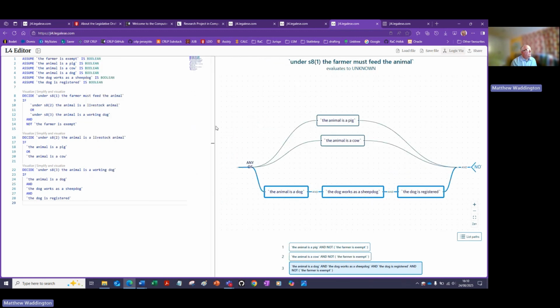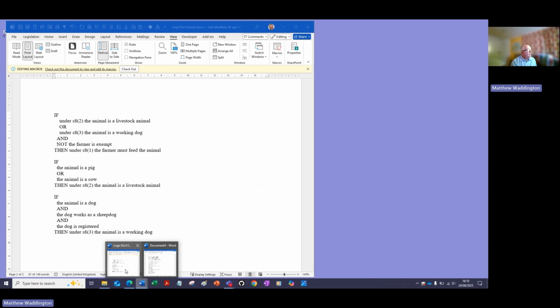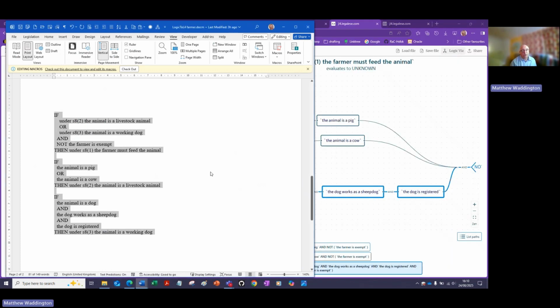And that will take a little bit of getting used to, but we don't think it is beyond most legislative drafters, because we do think that it is based on what you're doing when you're drafting the thing yourself anyway. You're thinking about the animal is a working dog. Have I defined a working dog? Oh, yes, I have. It's a dog that works as a sheepdog and is registered, and so on.